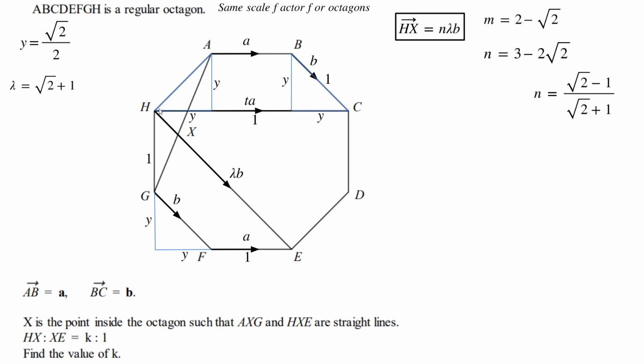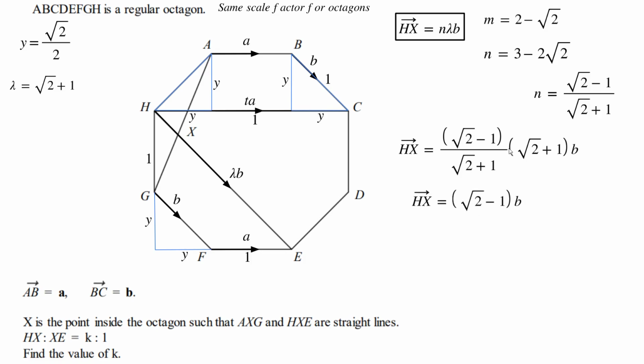Okay, so if we know what h to e is, that's root 2 plus 1 b. And now we know what h to x is, that's root 2 minus 1 over root 2 plus 1. So we can say that this full line, root 2 plus 1 b, minus root 2 minus 1 over root 2 plus 1 will get us x to e. Okay, so do that. That should not say h to x. That should say x to e, I think.